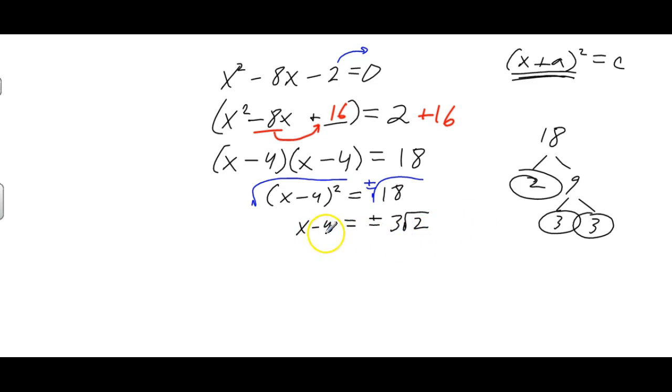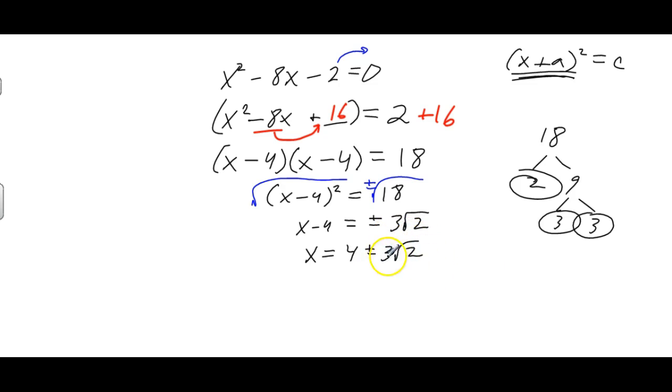Now one last step here. We want to move the 4 over. I always put it in front. It looks better. It'll look cooler to your friends if you do it that way. Look like a mathematician. x equals 4 plus or minus 3 root 2. And there you go. Those are your two answers.